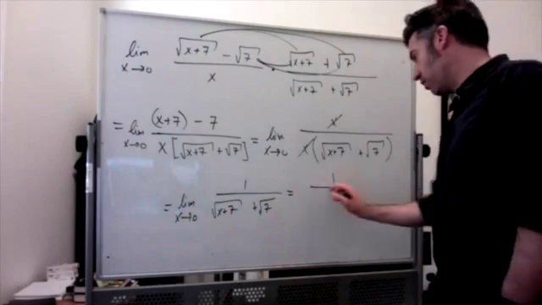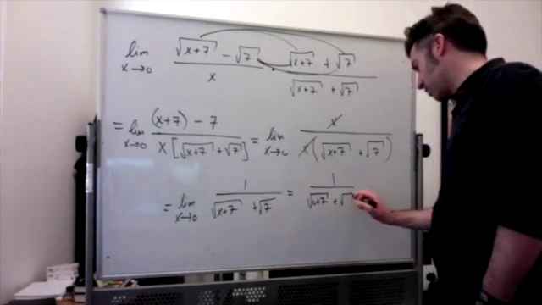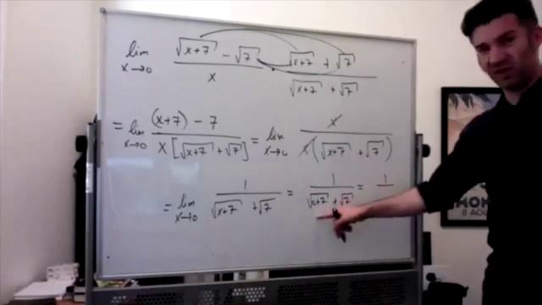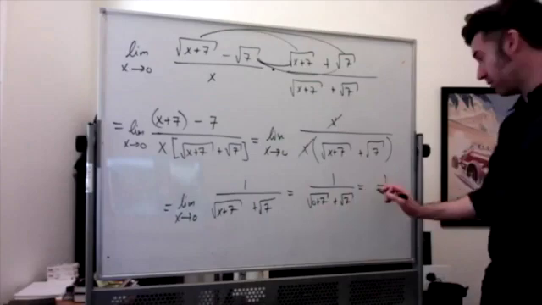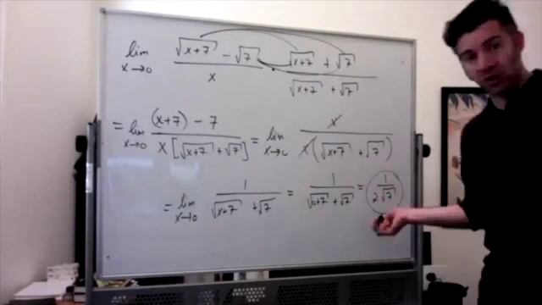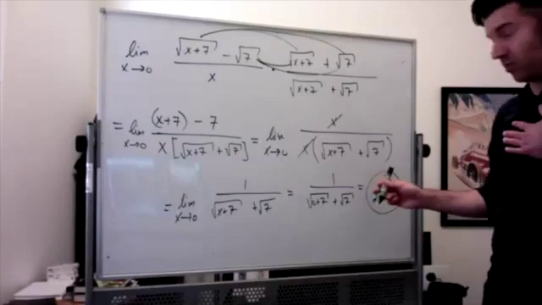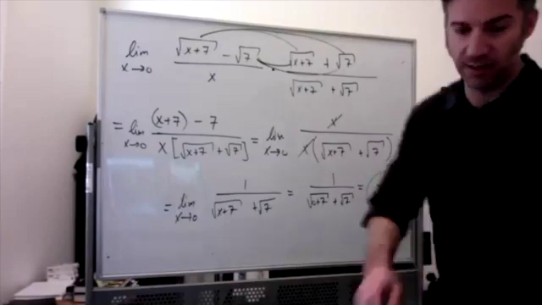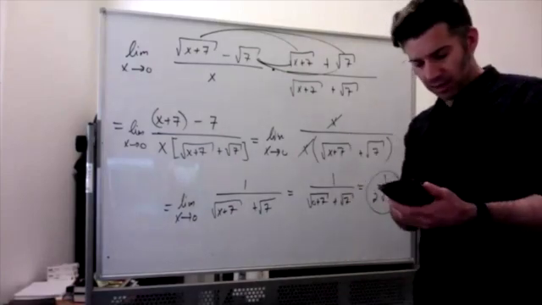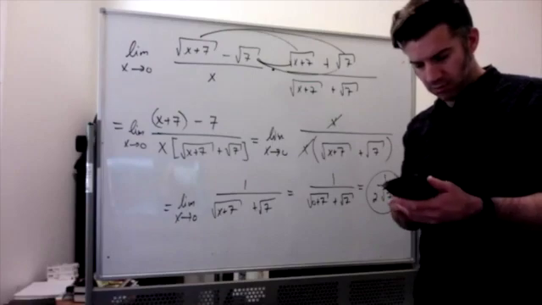If we plug in 0 now, we don't have something that's undefined. We're going to get 1 over the square root of 0 plus 7 plus the square root of 7. So that's going to be 1 over square root of 7 plus square root of 7 is 2 times the square root of 7. So that would be our actual answer. And I'm sure if you plug that into a calculator, it'd be approximately 0.1890. I'm going to check just to be sure. But let's see, 1 divided by 2 times the square root of 7.